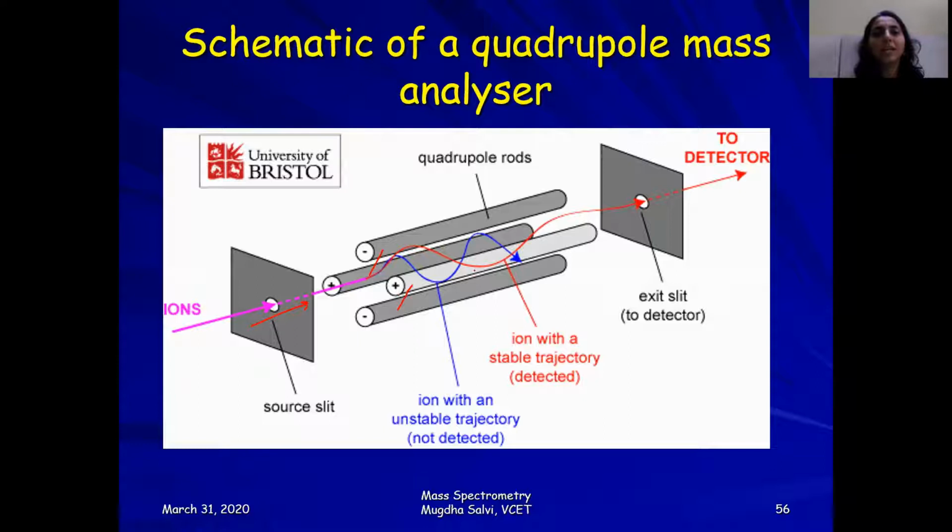The ones which can properly oscillate will pass to the end. The others will collide and pass out through the gaps of those rods.